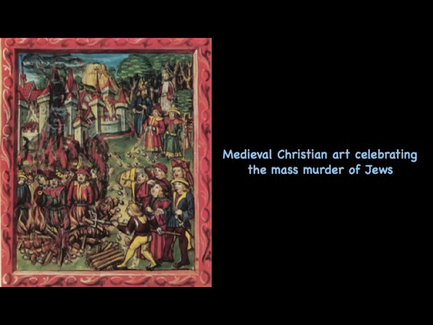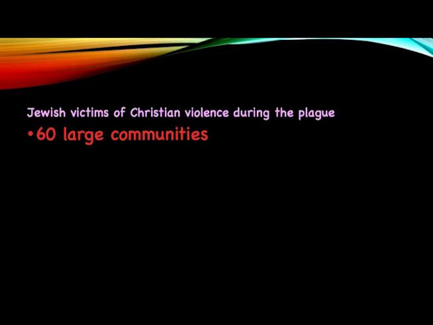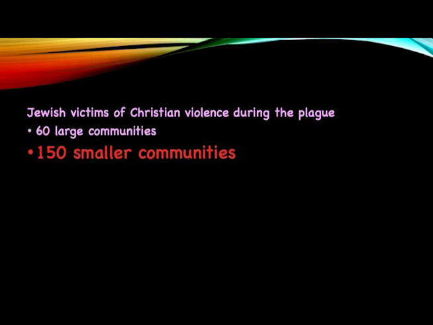Eventually, this elite opposition to the flagellants, as well as the waning of the pandemic at the end of the 14th century, brought the phenomenon of the flagellants to an end. But the human cost to the Jews had been significant. While historians are unsure of the number of Jews murdered by Christians during Europe's first encounter with the Black Death, they have arrived at a reliable count of 60 large communities wiped out and another 150 smaller ones annihilated over the 14th century.